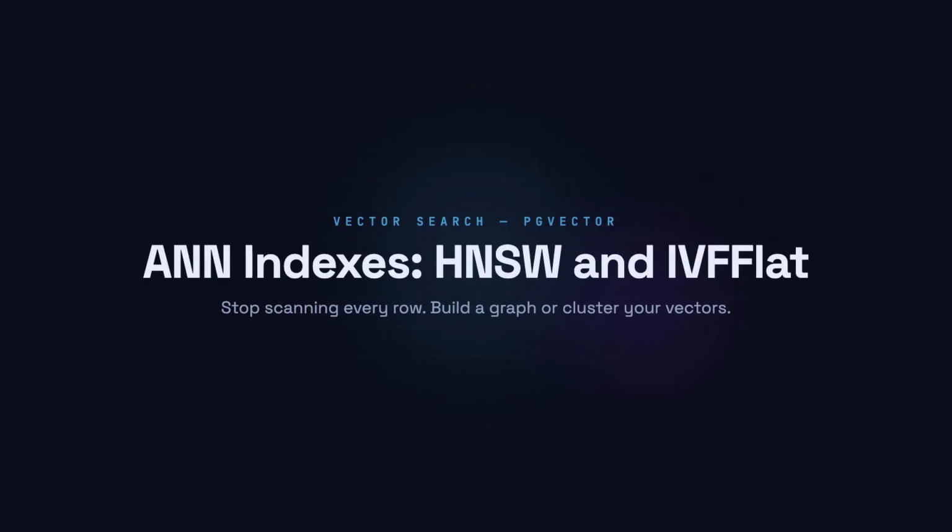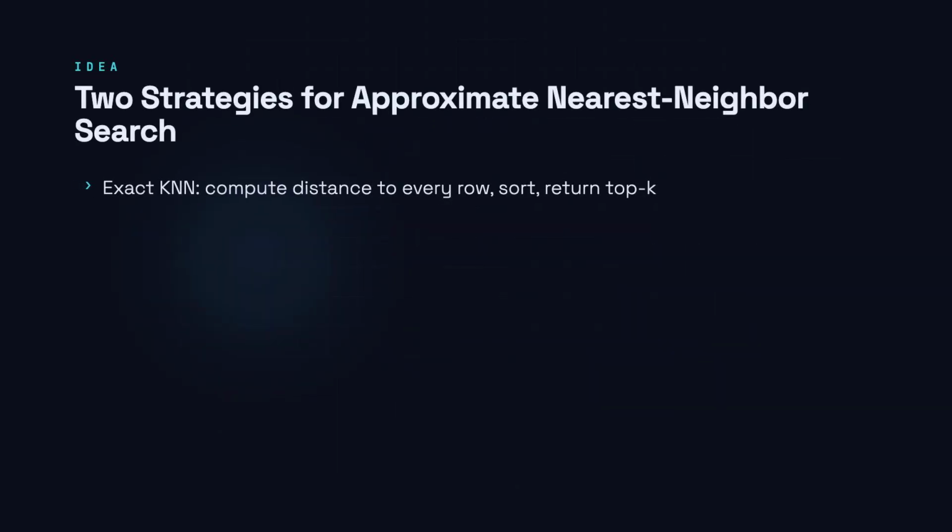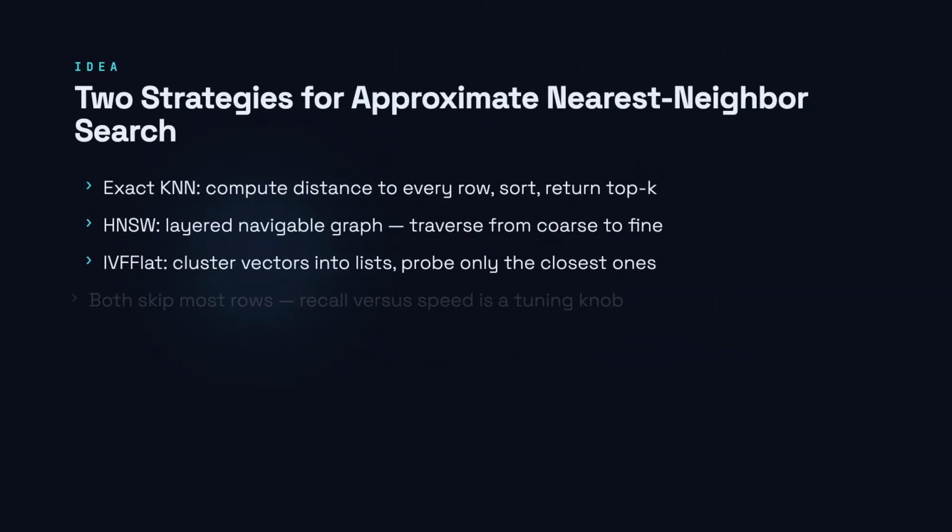Exact nearest neighbor search reads every row in your table. At even moderate scale, that becomes unacceptably slow. pgvector gives you two approximate indexes, HNSW and IVFFlat, that trade a small recall loss for orders of magnitude faster queries. Exact KNN is correct, but scans the full table.